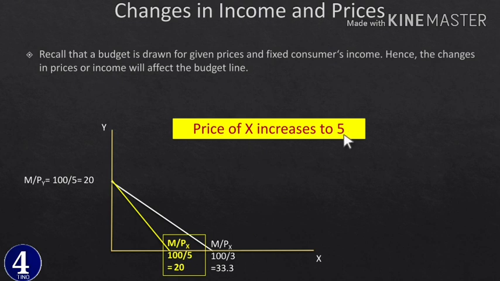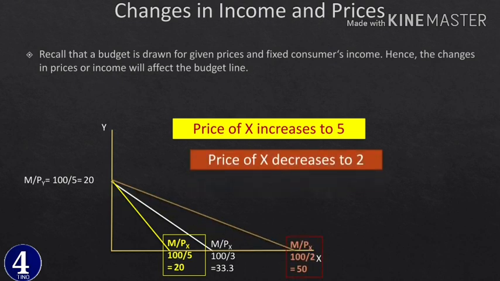So 100 divided by the new price which is 5 ነው ስናካፍል 20 ነው። ይሄ የሚያሳየን ምንድነው? Because of the price increment in x ስለጨመረ the amount of commodity x that we can purchase now has decreased ብለን conclude እናደርጋለን ማለት ነው። So let us continue to the other scenario of a change in price of x which is a price decrement in x.